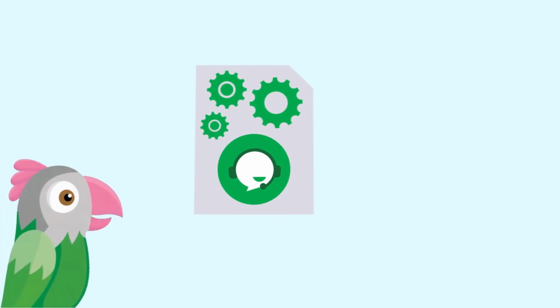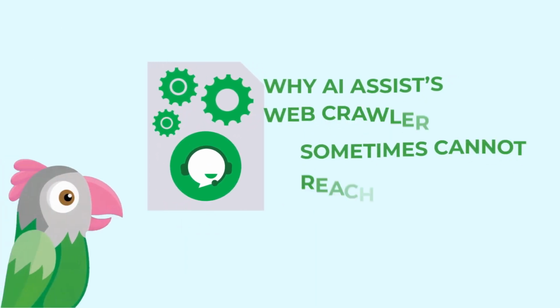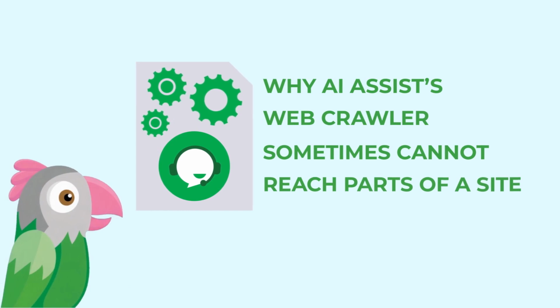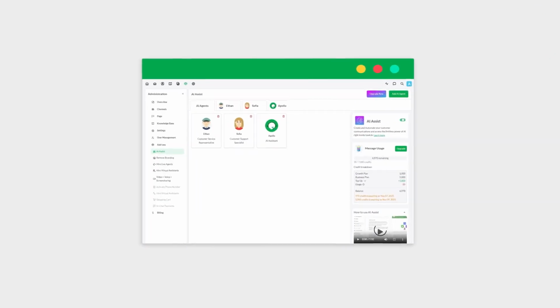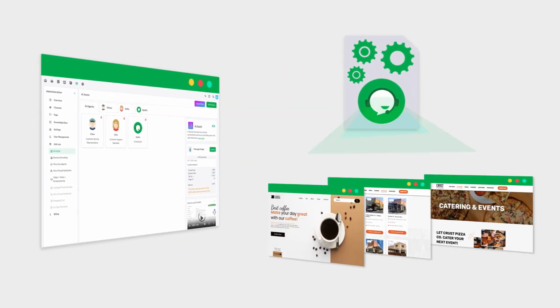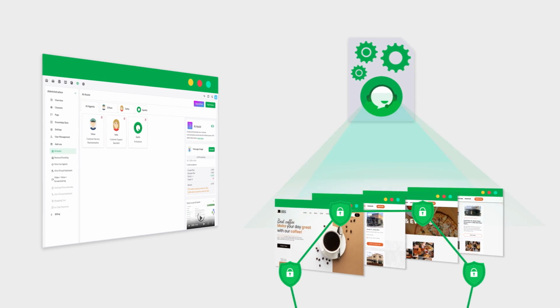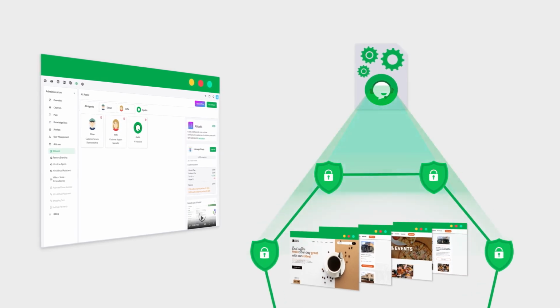In this video, I'll show you why AI Assist's web crawler sometimes cannot reach parts of a site, how to fix it fast, and what to do if you cannot allow the bot. The crawler scans public pages so the chatbot can answer more accurately. If it cannot access your site, answers may be incomplete. So start with the quickest fix.